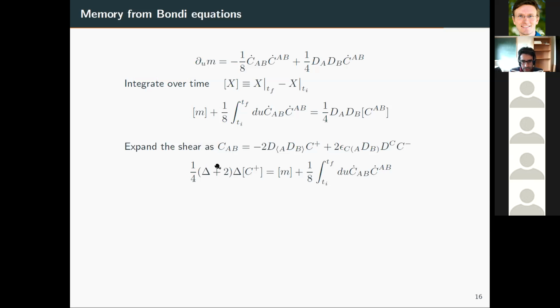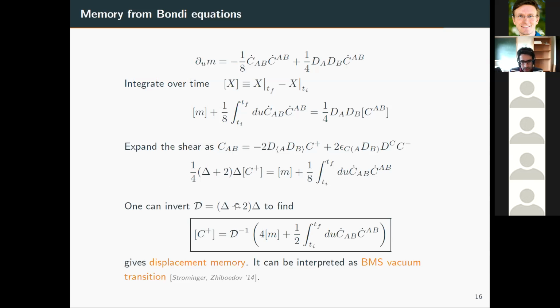This is a fourth order operator; these deltas are Laplacians on the sphere. You can invert this fourth order operator to find C plus. And then from this, you can derive the displacement memory, which is the permanent deviation of the test objects, for example, in LIGO. And this can be interpreted as a transition in the vacuum due to a supertranslation, because under supertranslation, C plus gets shifted.